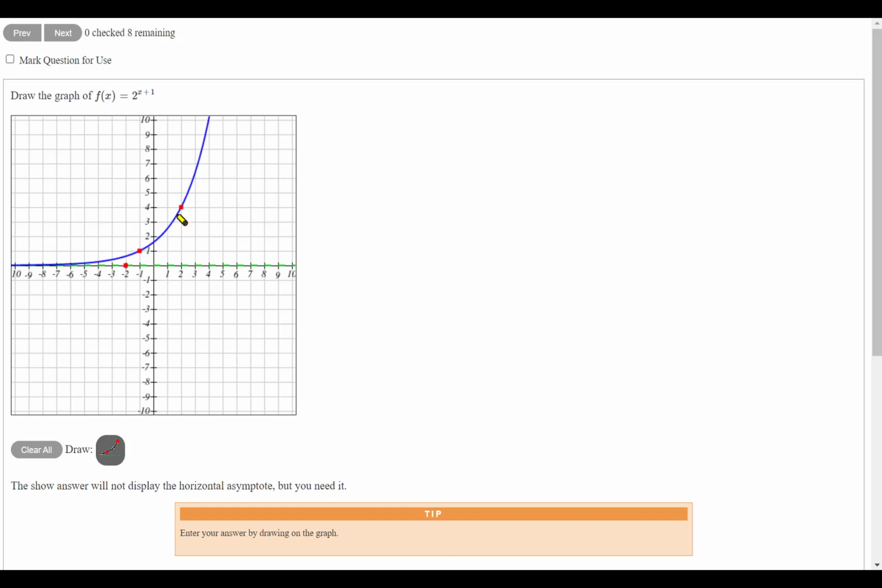Now lastly, you have to put in another number which determines the shape of your exponential function. And this comes from the base of the exponential function. And since our base is always going to be 2 for these, all you have to do is just go from this particular point to the right 1 and up 1, and then that gives you the correct shape for the graph for base 2. So now we have a nice exponential function graphed.